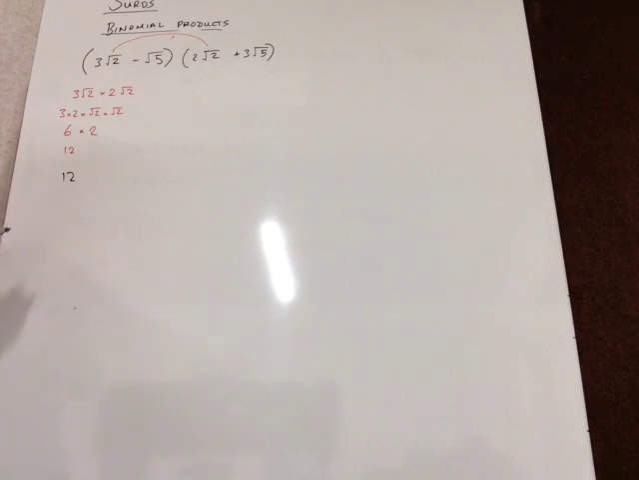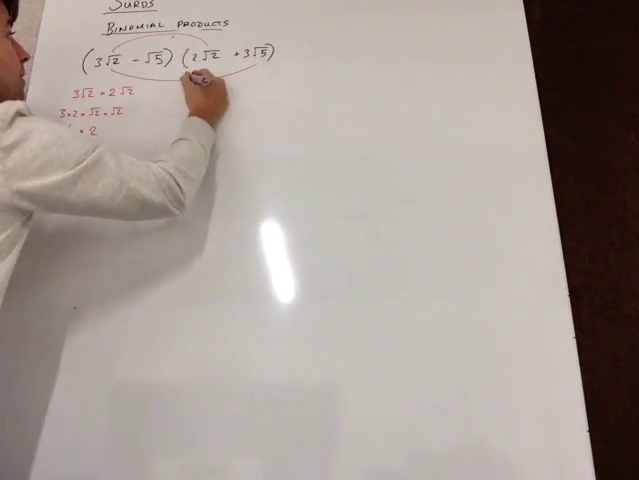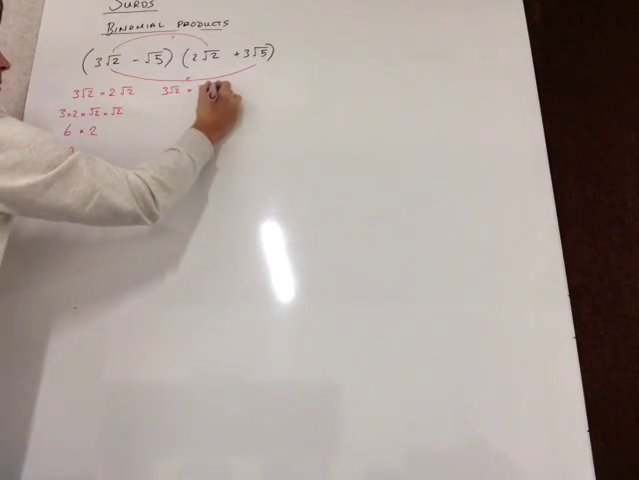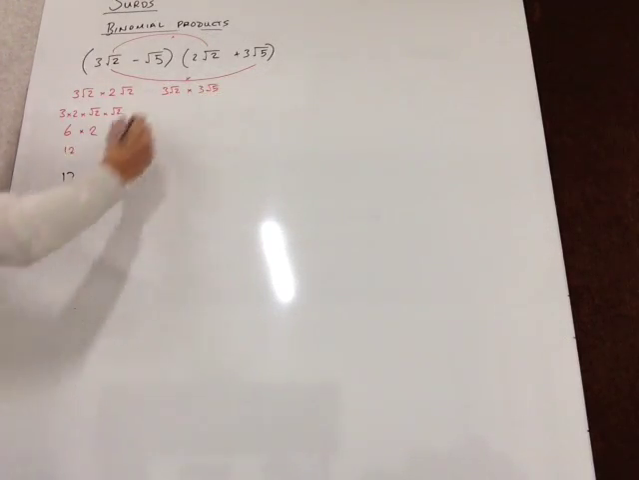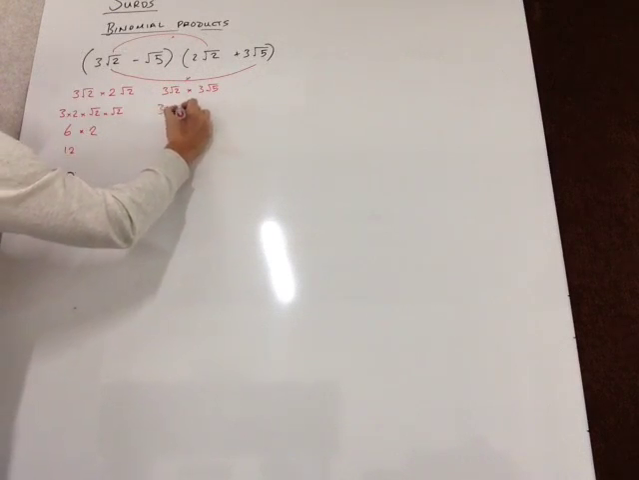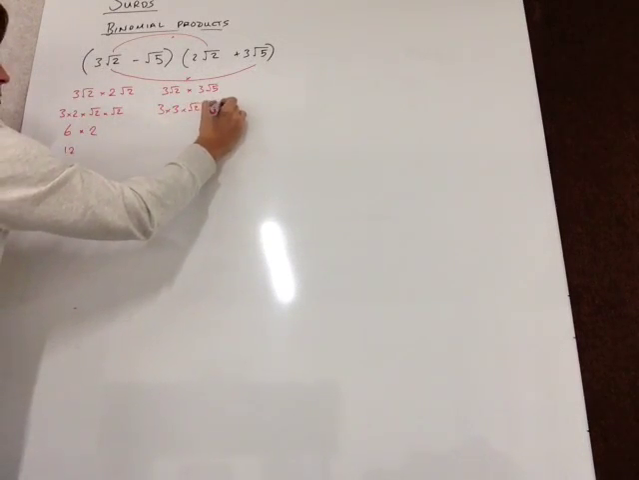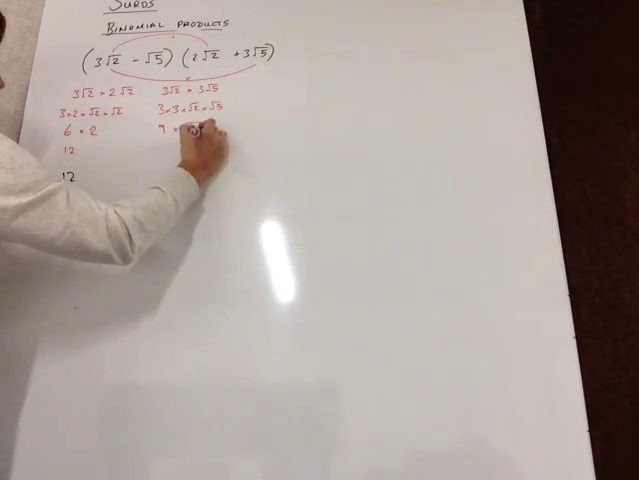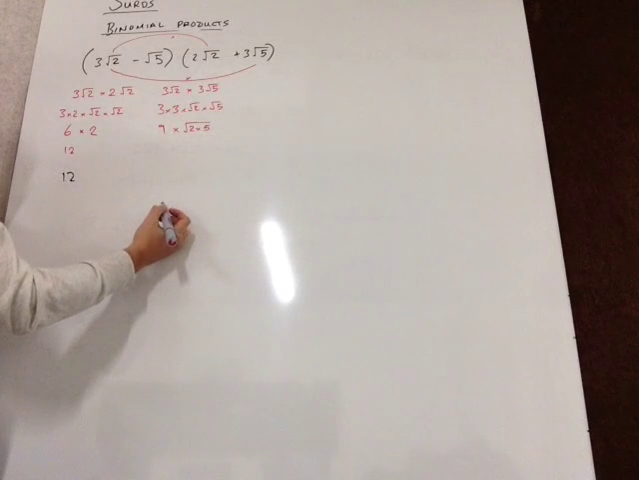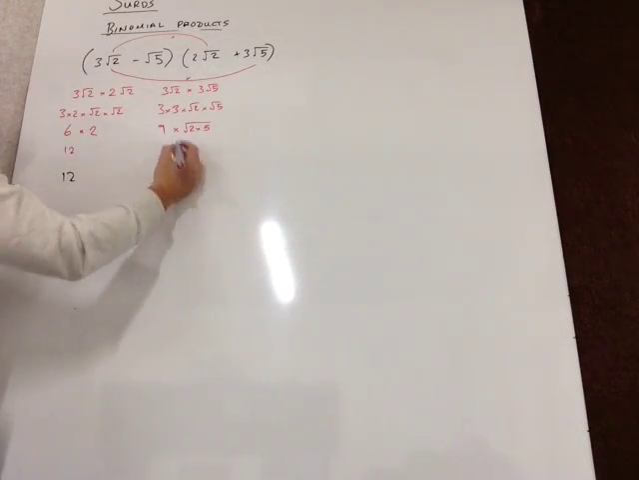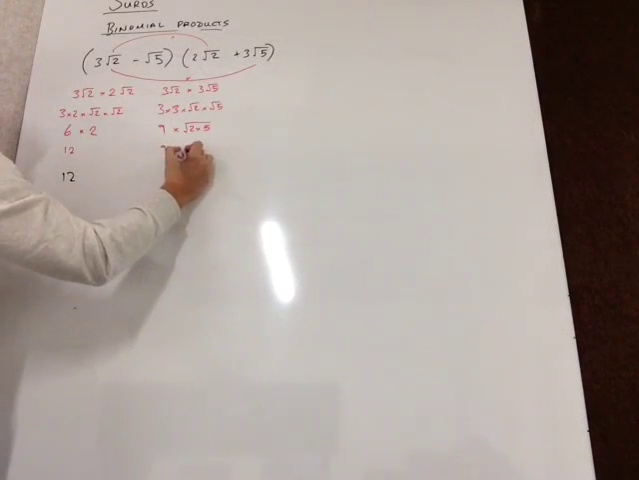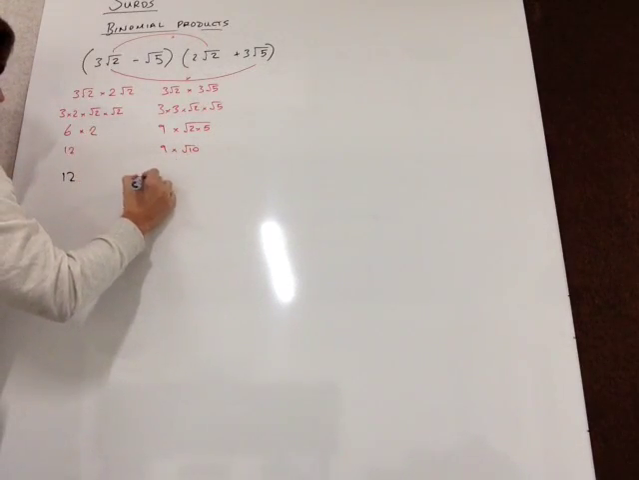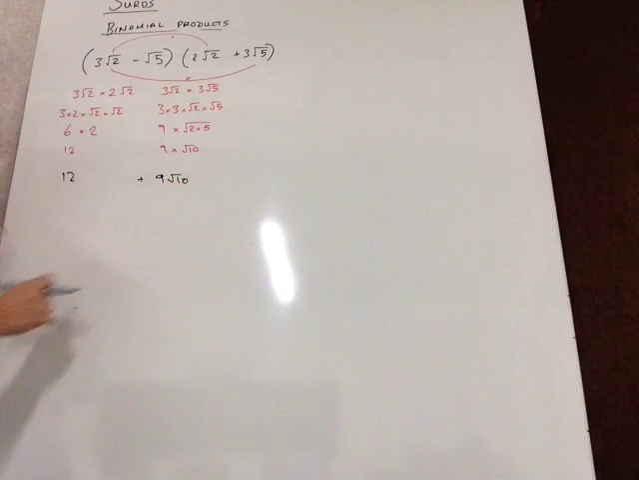Now, next let's look at outside, which is 3 root 2 multiplied by 3 root 5. Again, let's tidy that. That is the same as 3 times 3 times root 2 times root 5, which I can write as 9 multiplied by root 2 times 5, like using the rule. I can put it all into the same square root, which gives me 9 multiplied by root 10. So, this is obviously a positive. Positive 9 root 10. That's my second term.